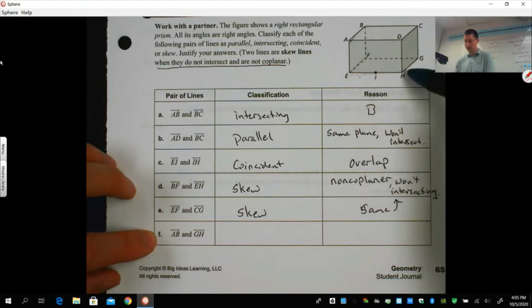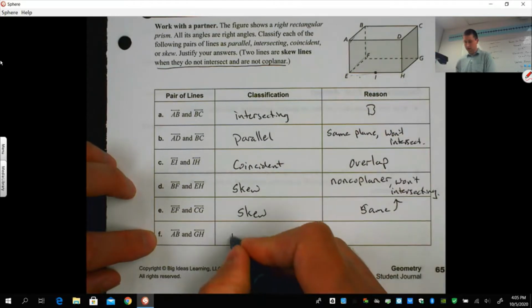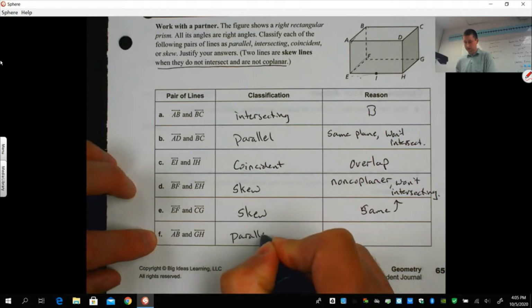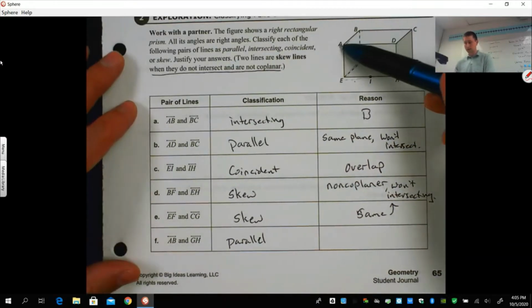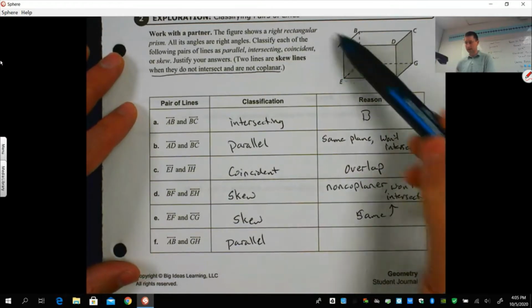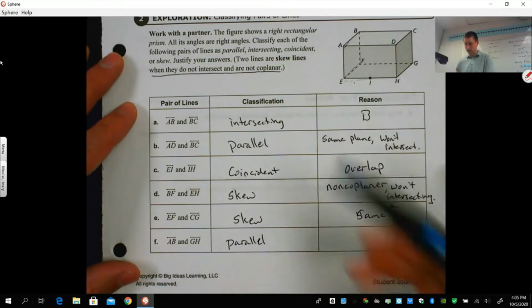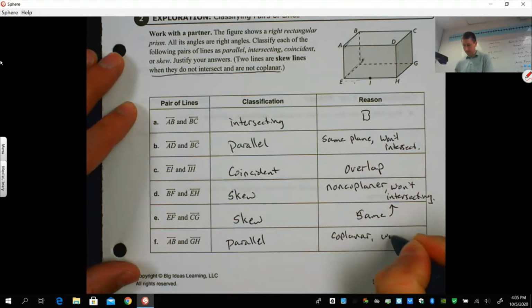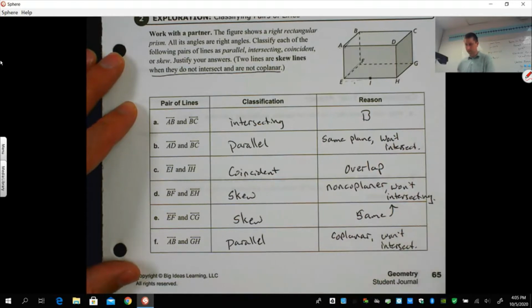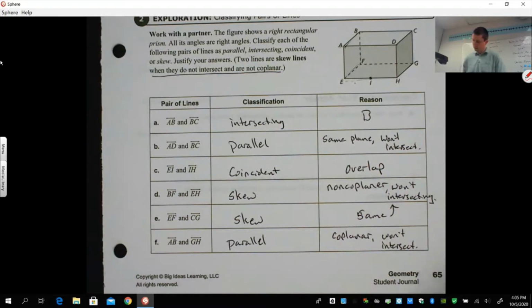AB and GH. Those are parallel. Now they didn't draw it, but there is a plane that would contain both AB and GH if you slice it at an angle going through there. So those are coplanar, but they won't intersect.